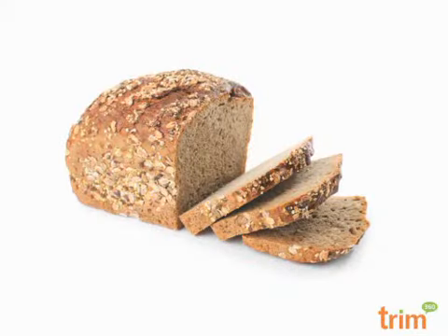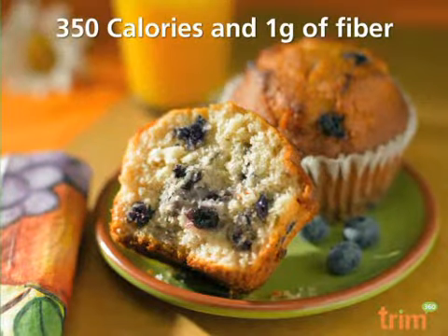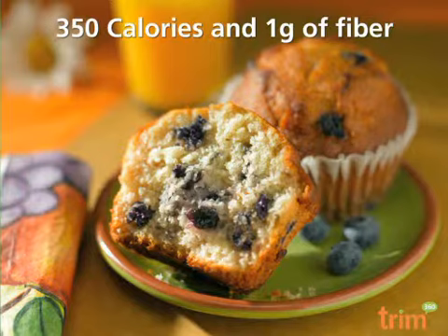Although donuts, cakes, pies, cookies, and even muffins are made of flour, they're not nutritionally equivalent to bread because they contain a significant amount of sugar and fat. Eating the same volume of these foods will provide you with a high calorie load and promote fast weight gain. For example, 1 slice of whole wheat bread will give you 80 calories and 3 grams of fiber. On the other hand, 1 blueberry muffin will provide 350 calories and 1 gram of fiber. Can you see the difference?